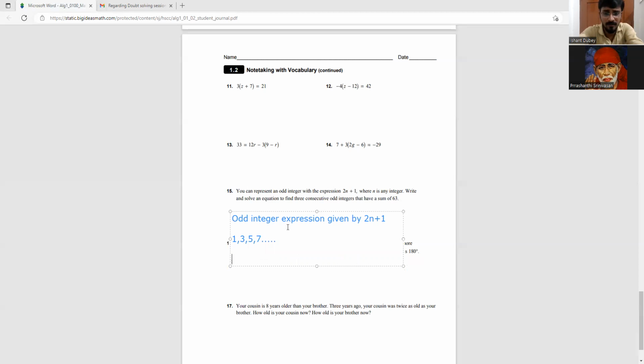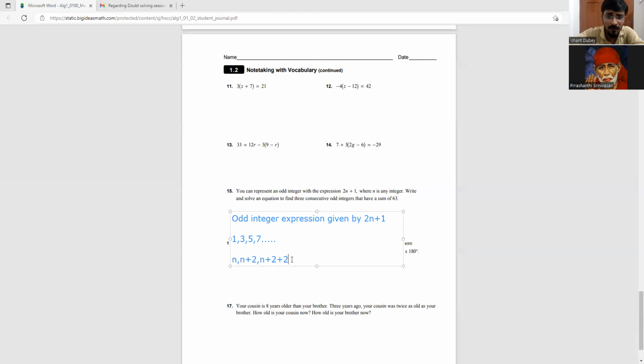So the first number was 1. Just assume it is n. Now in order to find the next odd number, like 1 and then 3, what did you do? 1 plus 2. Very good. So if my odd integer is n, what will the next consecutive odd number be? n plus 2. What about the next? n plus 2 plus 2. Any doubt in this? This is how it will be.